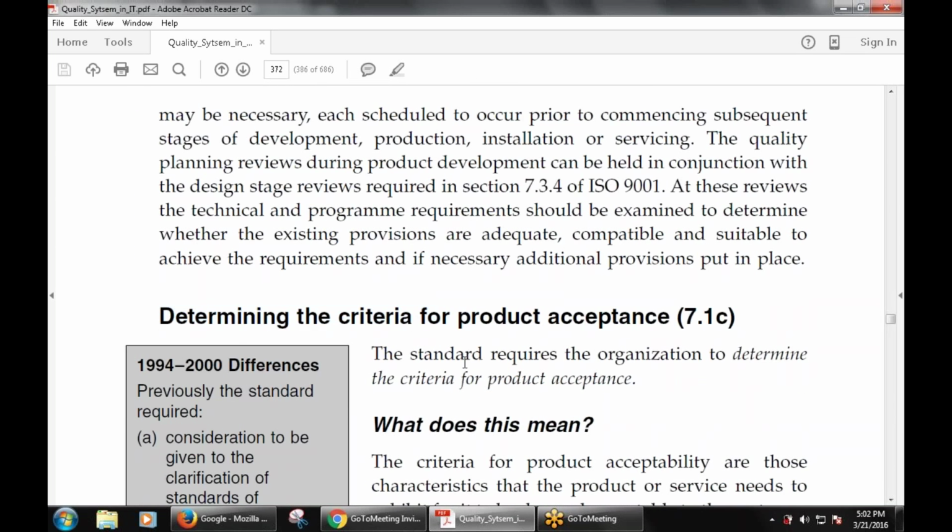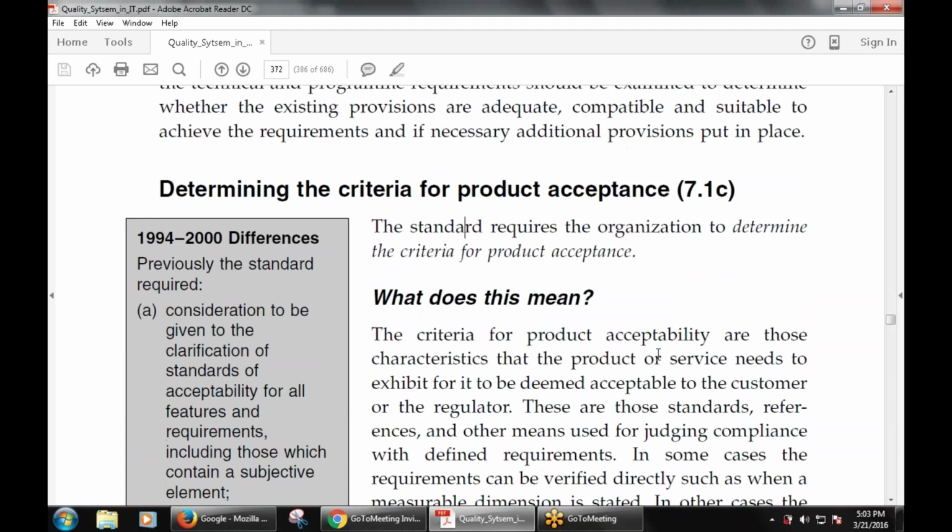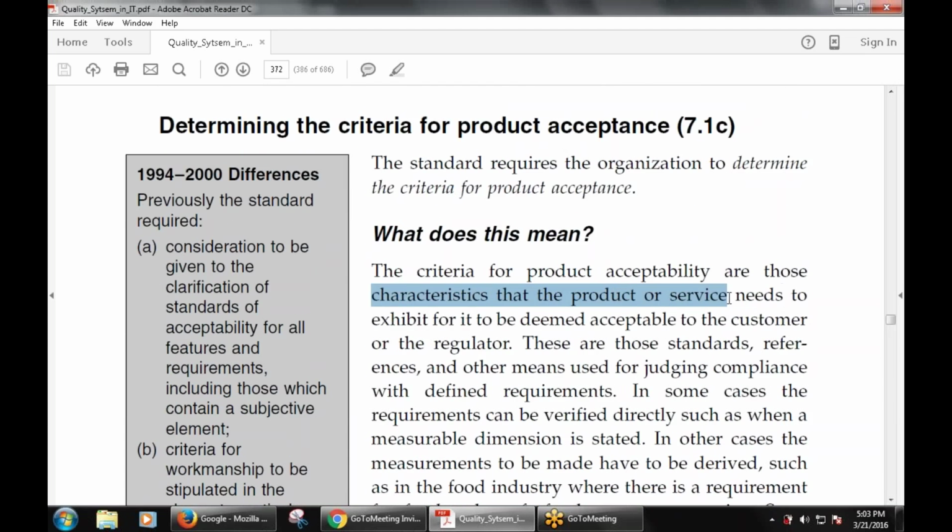Then determining the characteristics of the product acceptance, that is, what are the various tools, or we can say the criteria or approaches that are used for the product specification by the organization. Criteria means what are the various characteristics that the product or service needs to exhibit to be deemed acceptable to the customer or the regulator. And these are the standards, references, and other means that are used for judging compliance with the defined requirement.